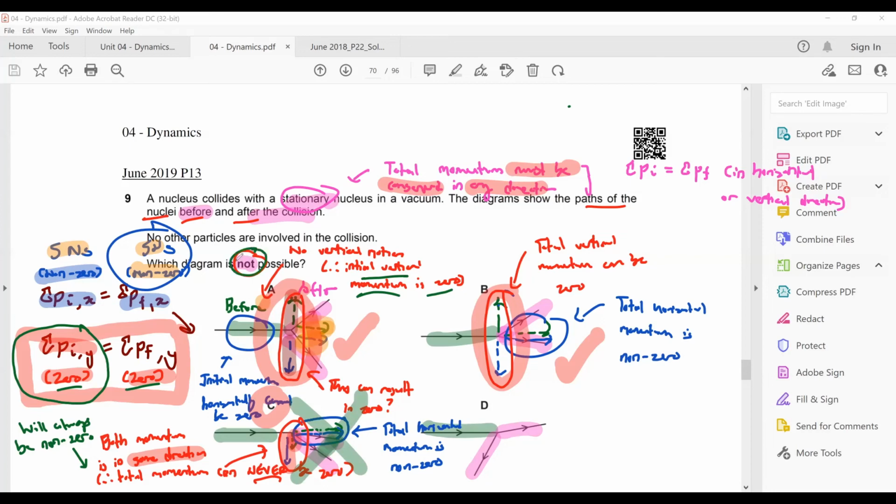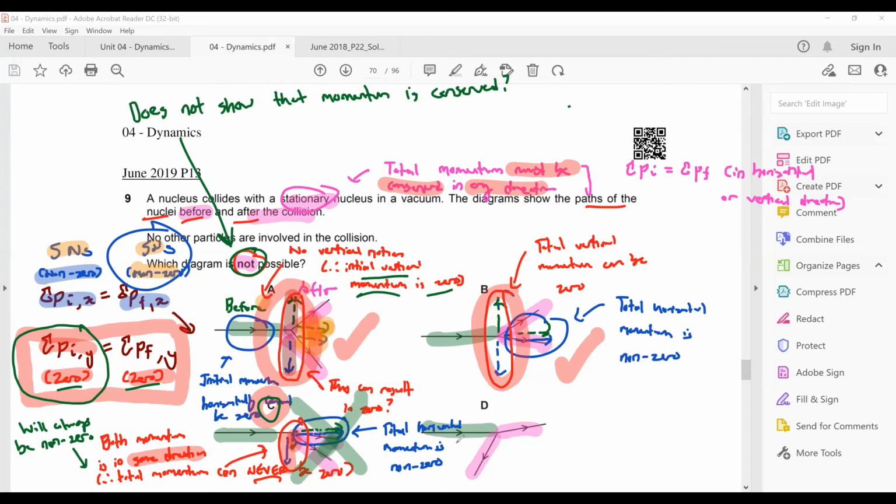So that's why the question is asking you which diagram now is not possible. Which diagram doesn't show momentum is conserved. In other words, what they're trying to ask you is that when they say which diagram is not possible, it's like asking you which diagram does not show that momentum is conserved. Okay, the only one that doesn't show that is C.